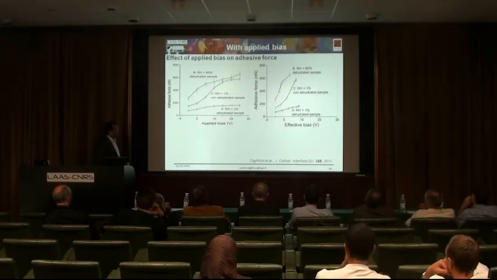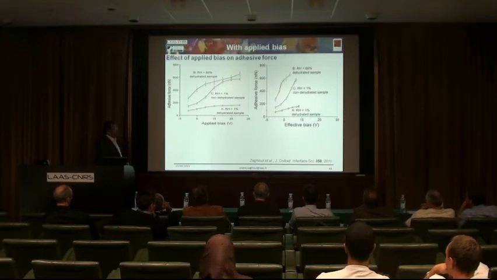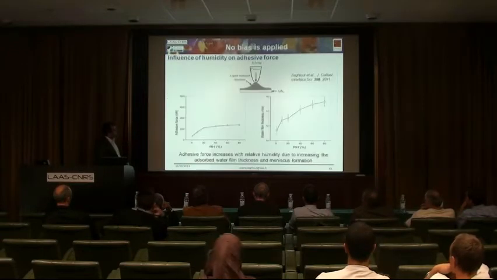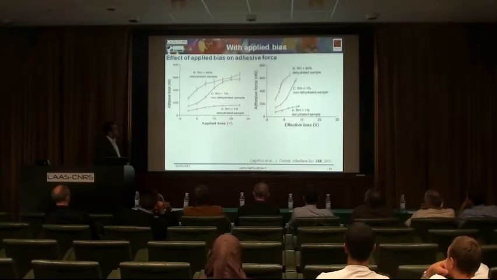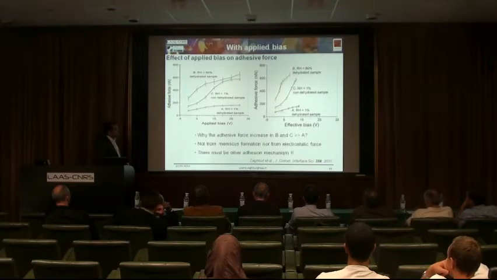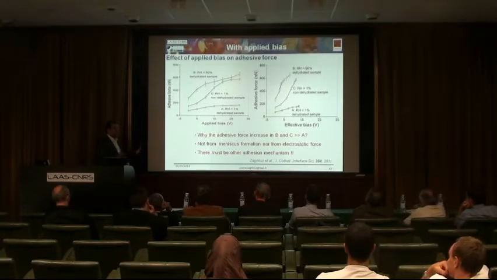It is at the same effective bias, which means the same electrostatic force. We were expecting at the same electrostatic force to find the same adhesive force, which is not the case. So why does this difference come from? We cannot say it is from humidity, because if you look at the previous curve, you will find that the slope is really small. The difference is really very small. So it is not humidity, it is not electrostatic force, because we have the same electrostatic force. There must be something else.